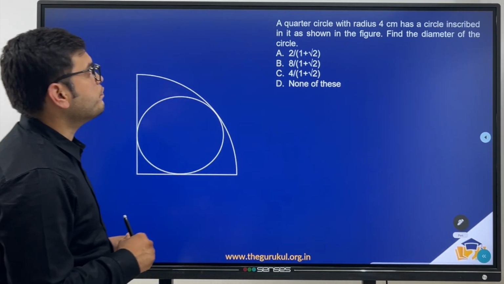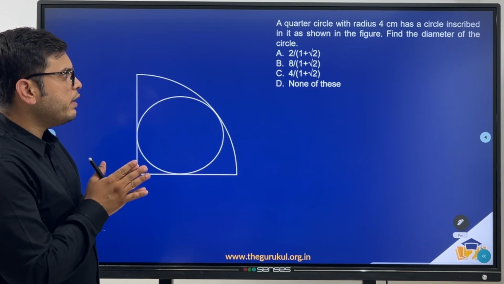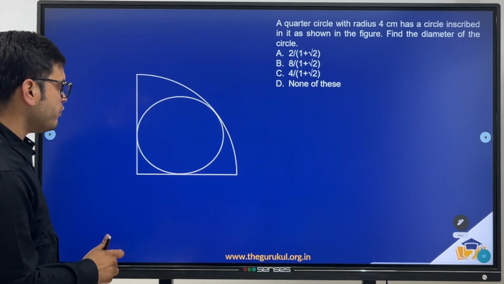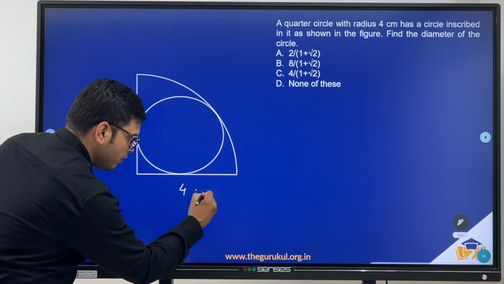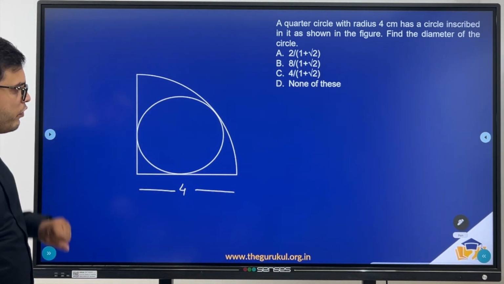Now coming to the next question. A quarter circle with radius 4 centimeters has a circle inscribed in it as shown in the figure. Find the diameter of the circle. Now we are given that the radius of this circle is 4. We are asked to find the diameter of this circle.